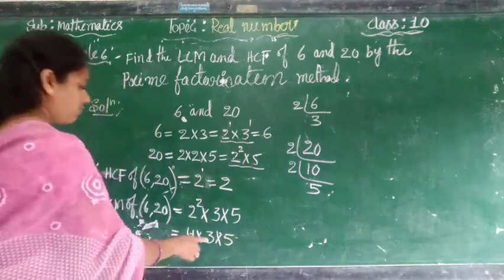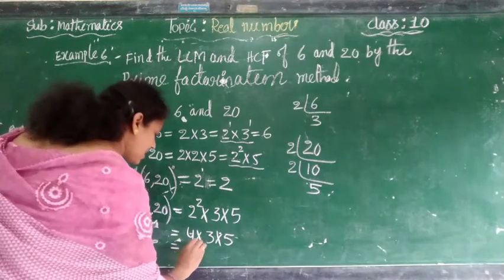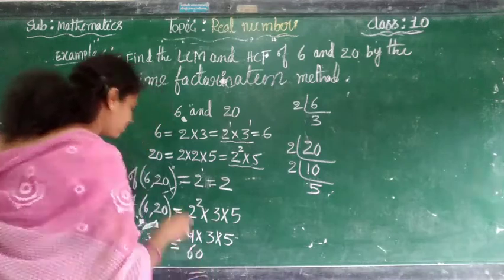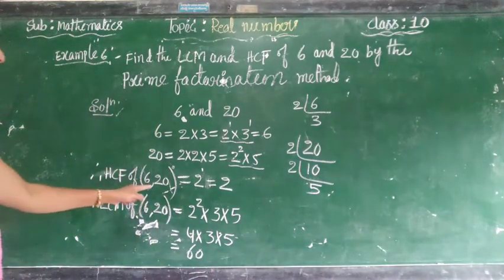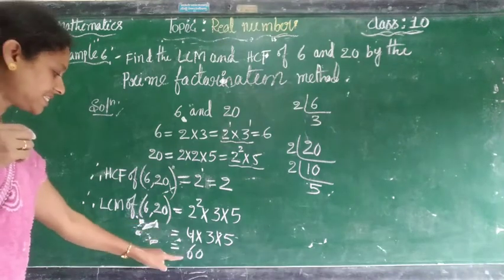So 4 3s are 12. So 12 5s are 60. So the HCF of 6 comma 20 is 2, and the LCM of 6 comma 20 is 60.